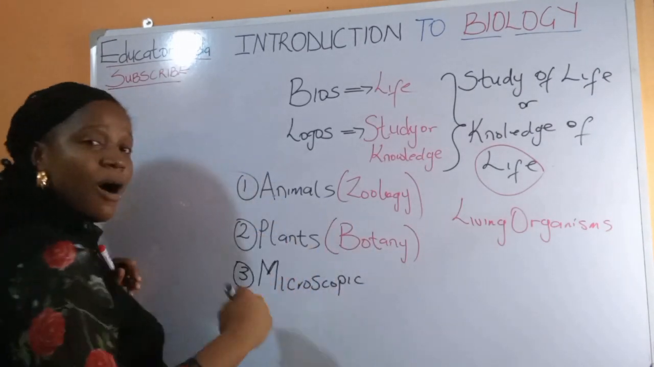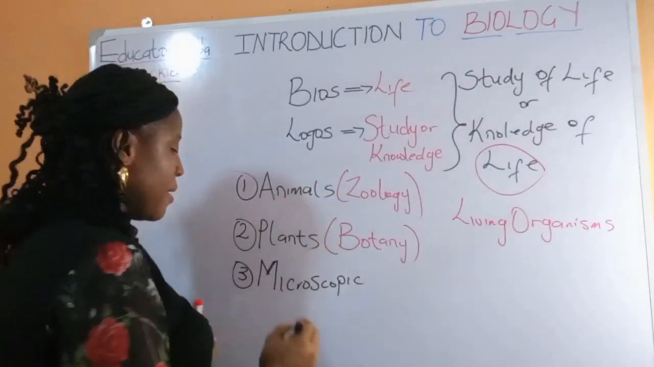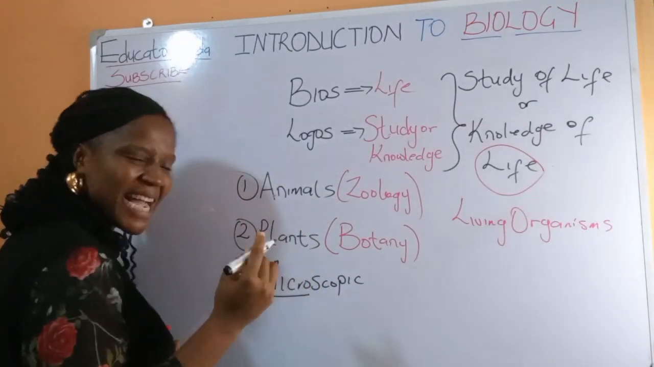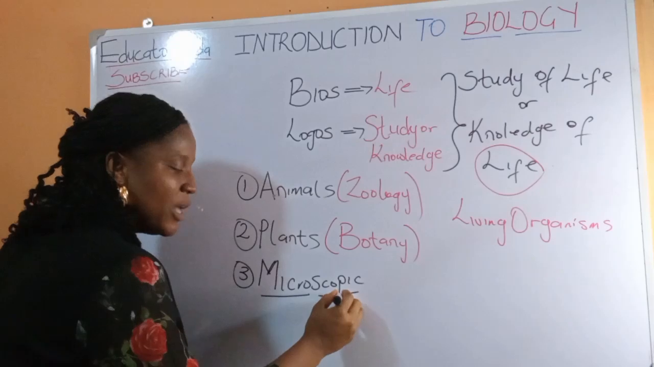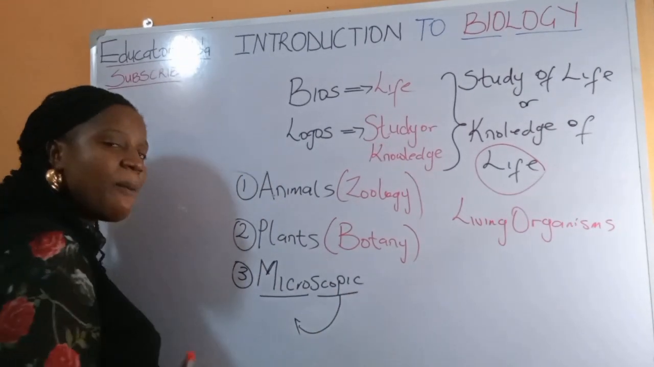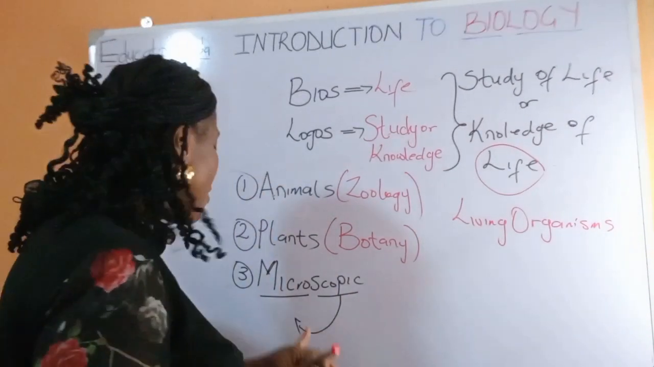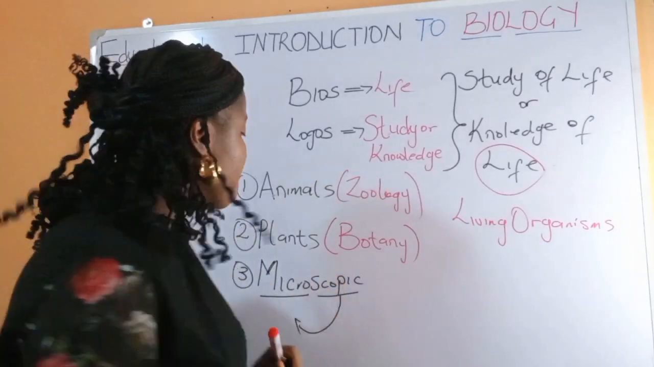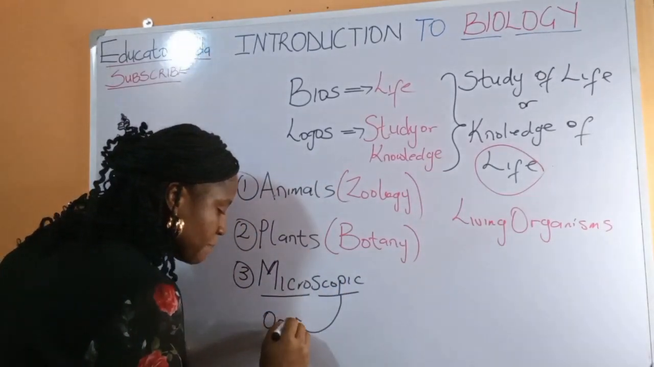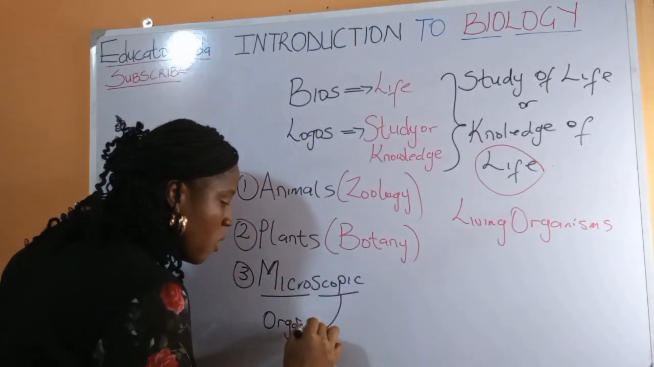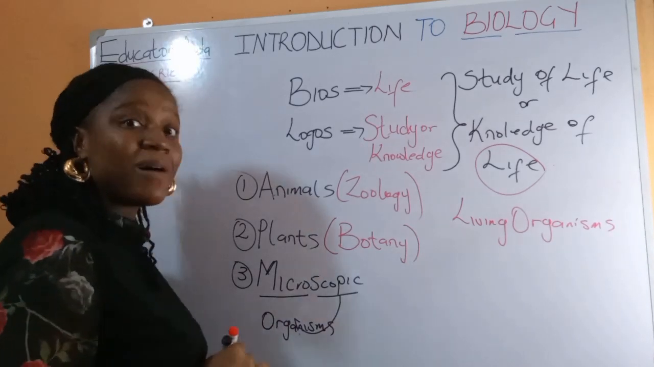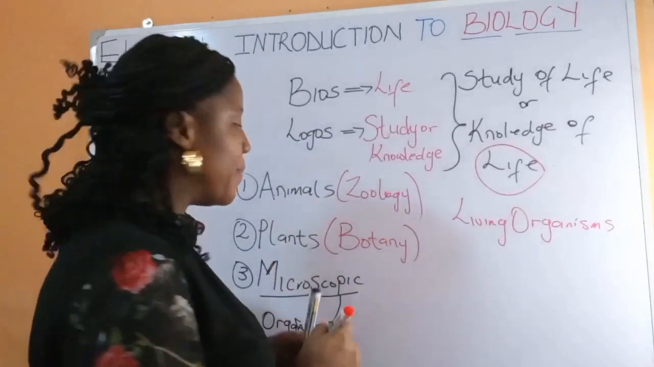Microscopic organisms or the microorganisms. Micro means very tiny and scopic means what? We see them with the help of the microscope. And when biology is trying to study microscopic organisms, it is a field of biology we call microbiology.